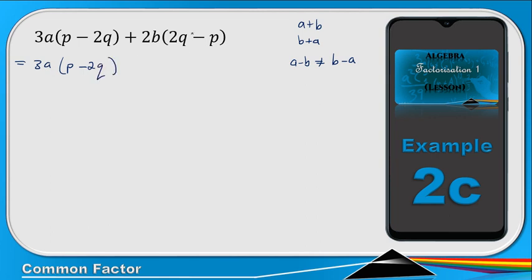If you do swap it around and there's a negative, you have to change the sign in front of that term. So this then becomes negative 2b, and then you have p minus 2q.